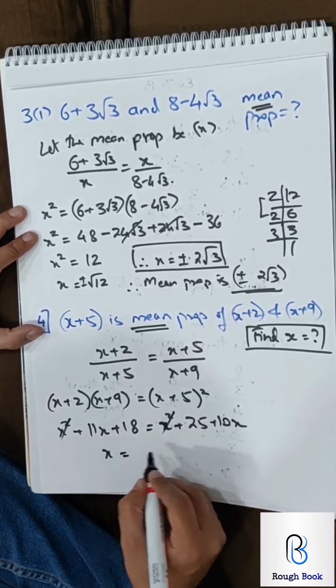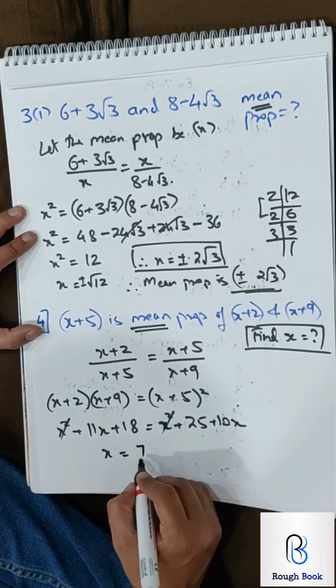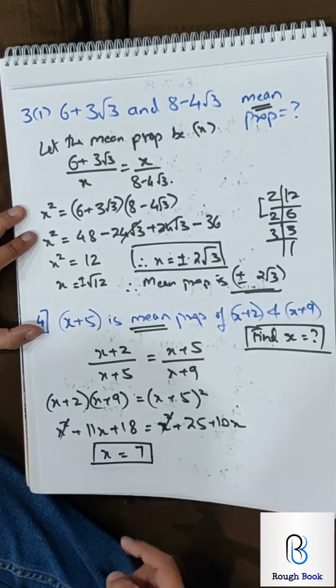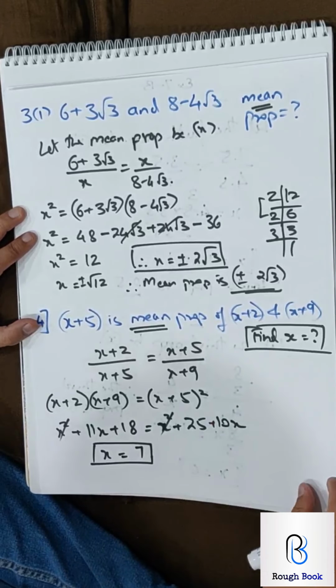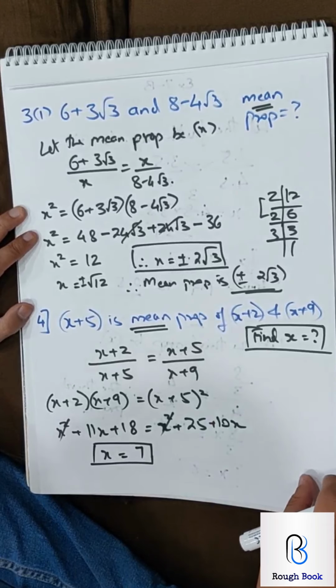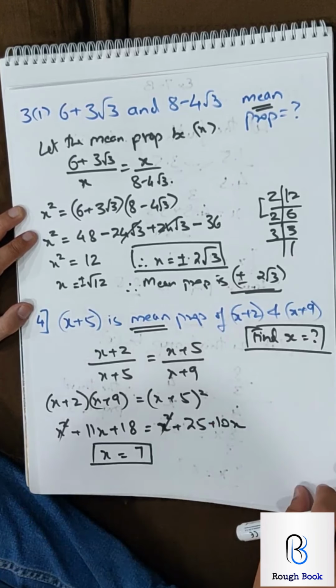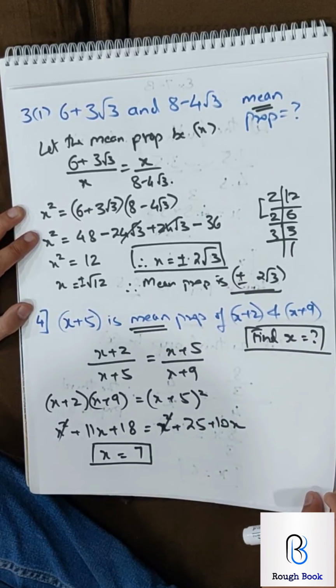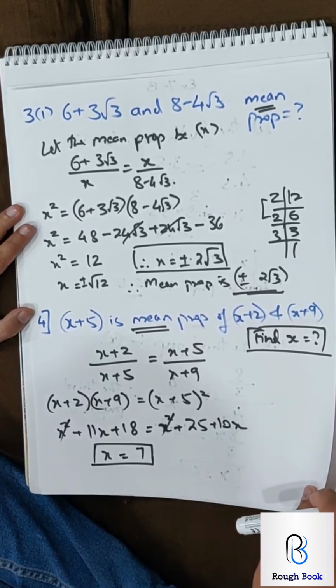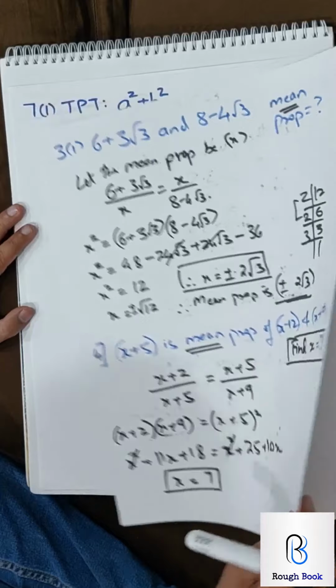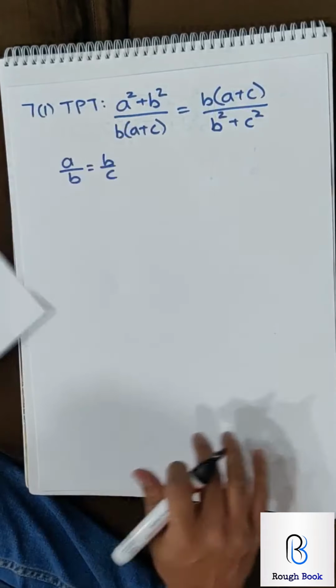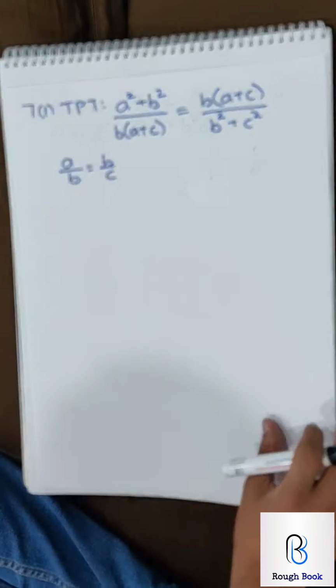10 comes this side, so only x. 25 minus 18, so 7. So I got the value of x. They had asked me to find x, we found x. I hope you are clear with this. I hope you are stopping the video, doing the sum on your own and then checking whether your answer is correct or not. I would really appreciate it if most of you are able to do it on your own without looking into the video. Let's go to the next one.